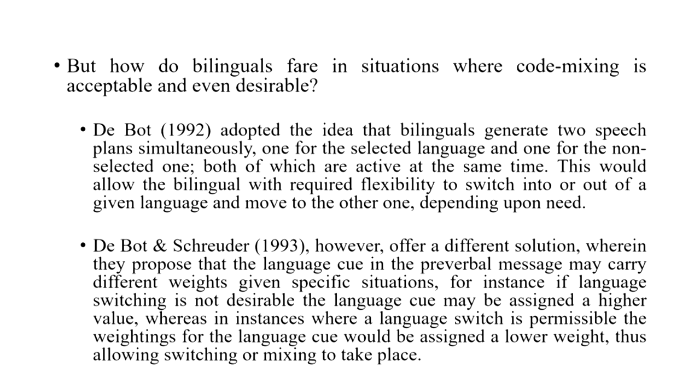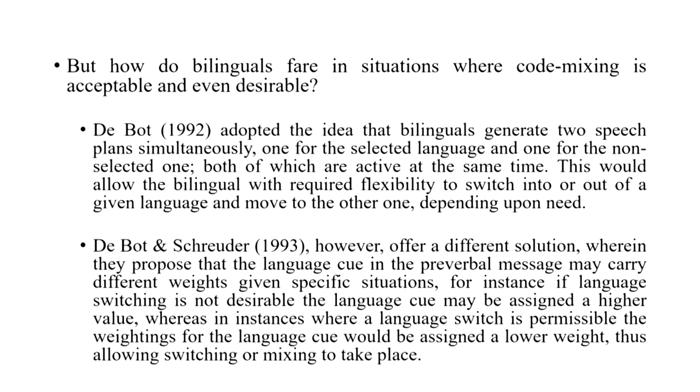Now, Dijkstra and Schreuder later offered a different solution, wherein they proposed that the language cue in the preverbal message may carry different weights given different specific situations. For instance, if language switching is not desirable in a given situation, then the language cue may be assigned a higher value, following which the individual will not have access to tokens from the other language. As opposed to instances where language switch is permissible, where the language cue would be assigned a lower weight, and thus it would allow for switching or mixing to take place more flexibly.